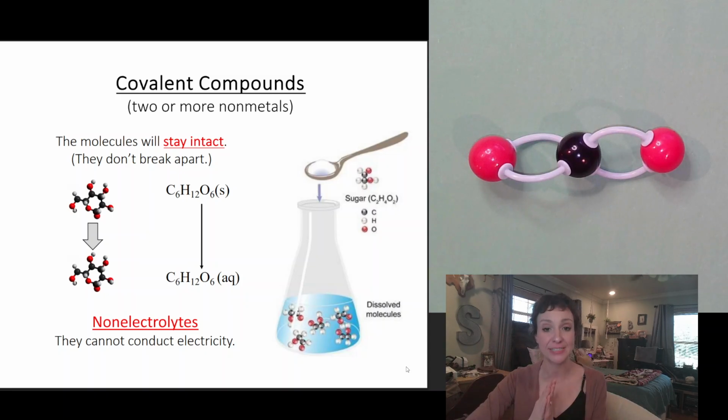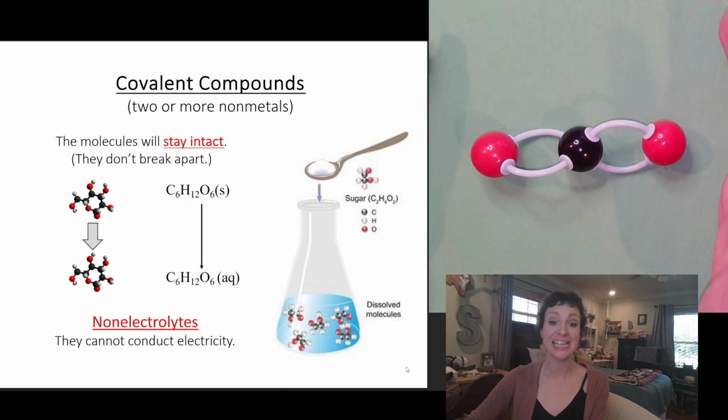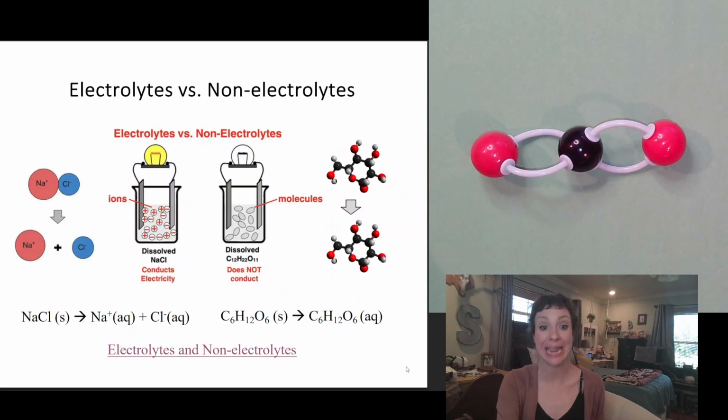But covalent compounds do not dissociate, which means I'm not getting any charged particles in solution with this poor guy. Oh no, no positives, no negatives. Well, I need ions to conduct electricity, so covalent compounds, even when dissolved in solution, are non-electrolytes. They cannot conduct electricity. So, review: ionic compounds dissociate into ions, and covalent compounds do not, they stay intact. So my ionics are electrolytes and my covalents are non-electrolytes.